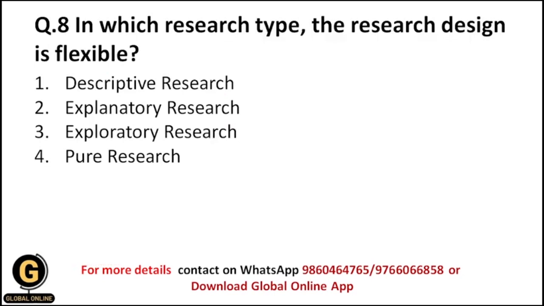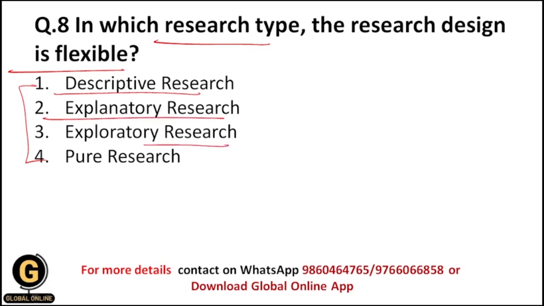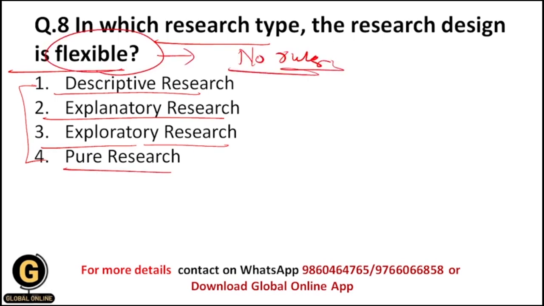In which research type is the research design flexible? Here again we have been given four types of research, and we must identify in which the research design is flexible: descriptive research, explanatory research, exploratory research, or pure research. Flexible means there are no rules. We can follow any kind of step, any kind of informal ways while doing the research. This is called flexible.